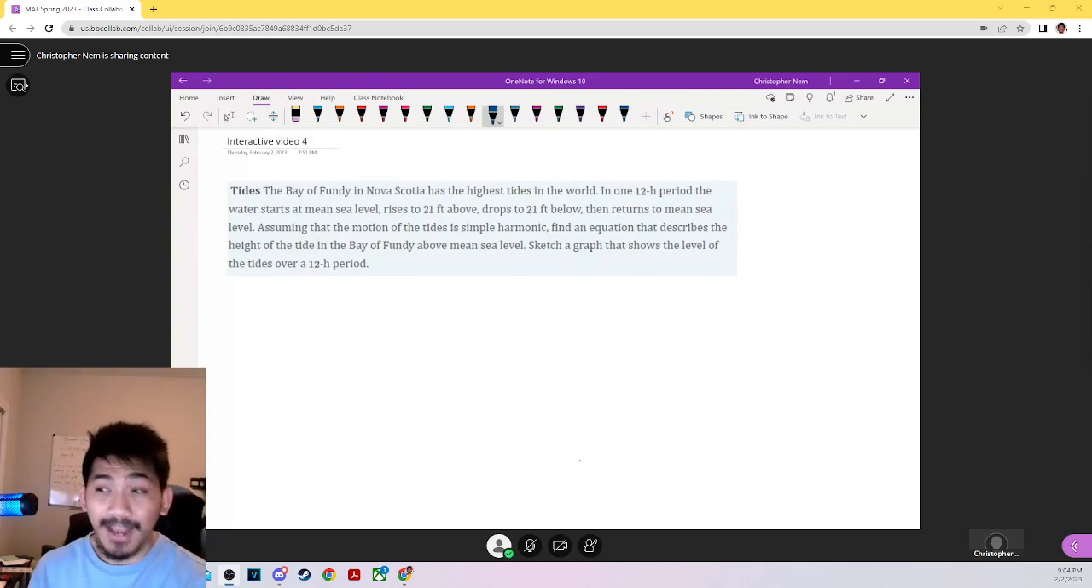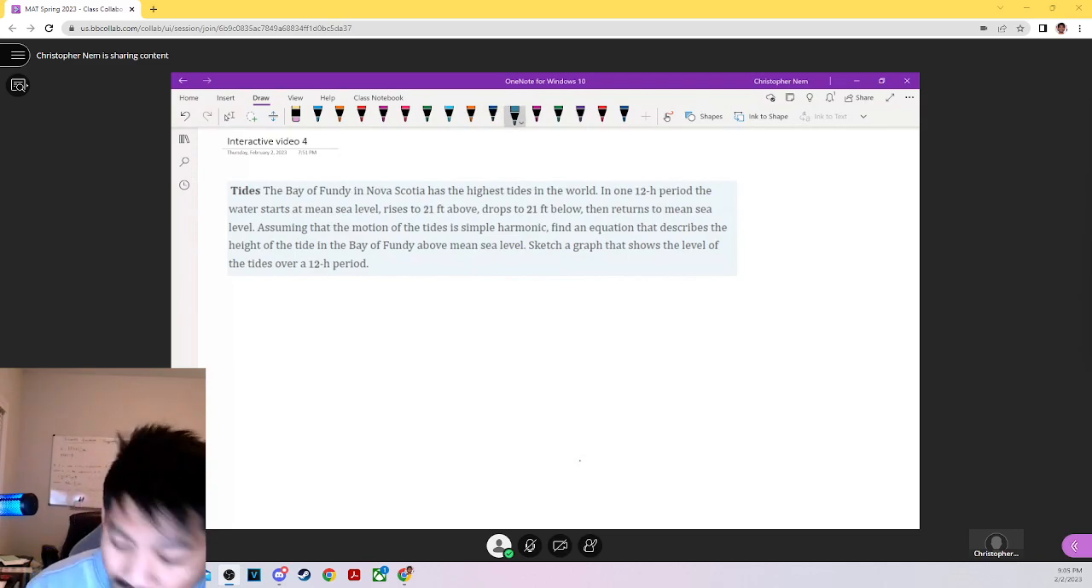I don't like that wording. I think they should have used find the function, but that's me being picky. So let's think about how to describe this. First, we're going to do a rough sketch of it.